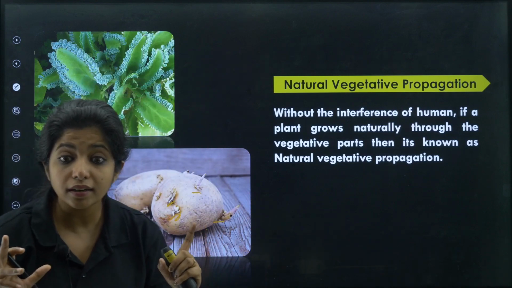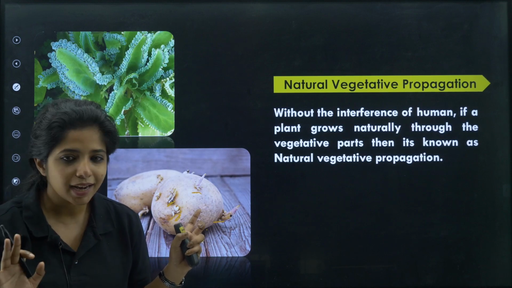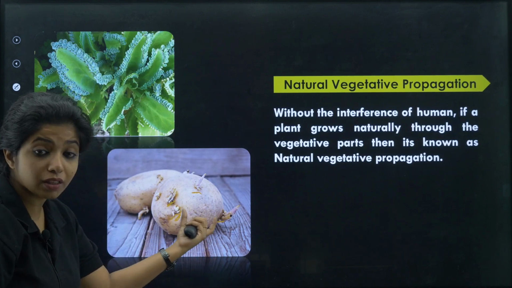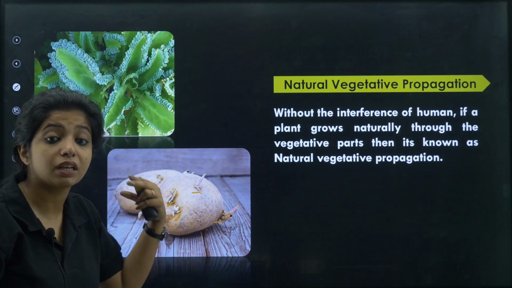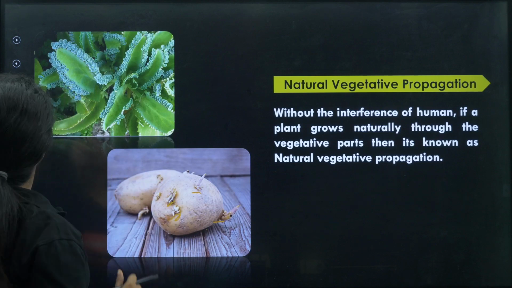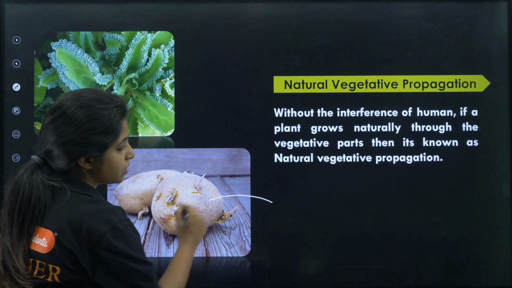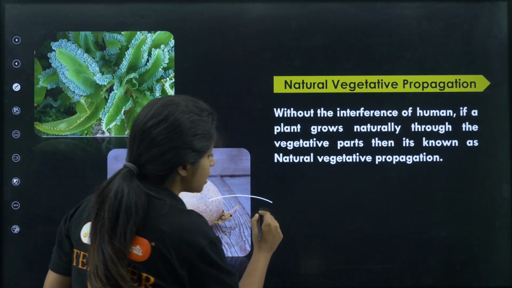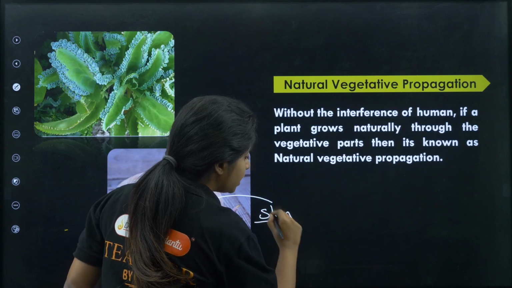So over here, do you see flowers being formed? It's just this particular thing that is giving rise to buds, and these buds are giving rise to the plant. So the vegetative part of the plant is being used. What do you think this part is? Well, this is a stem. I know you might not believe it, but this is the stem.